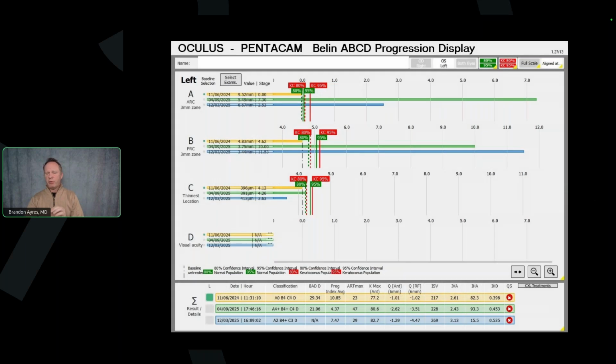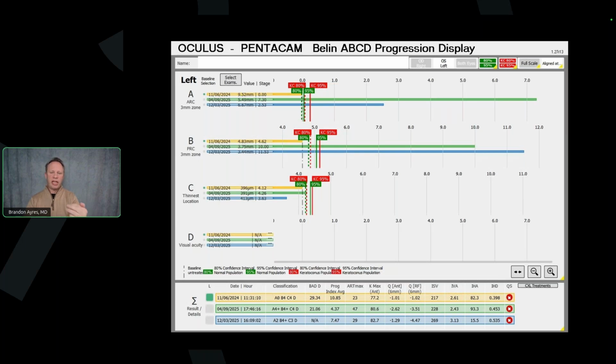And for whatever reason, we were having a really difficult time getting him approved for collagen cross-linking, even though here on the progression display, you can see over 2 exams, he was progressing rapidly. We were kind of hitting the alarm bells, but not getting anywhere with his insurance. But CTAK was relatively easy for us to get approved for him. So we said, you know what, instead of worrying about cross-linking right now, let's get his CTAK done.